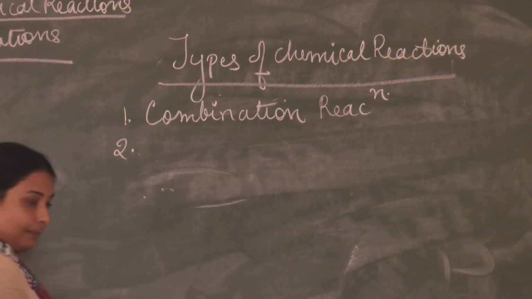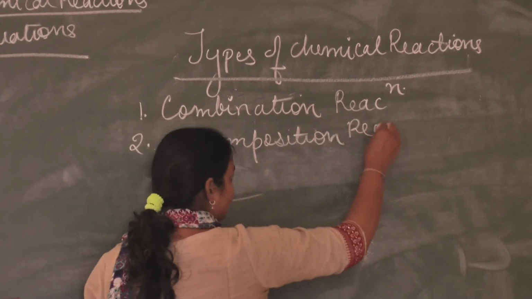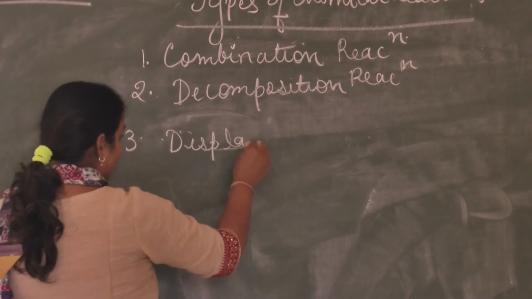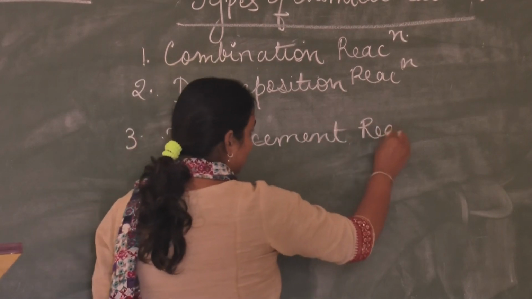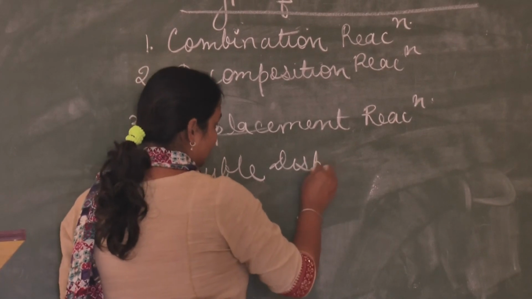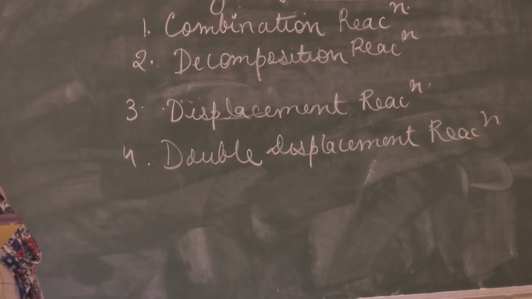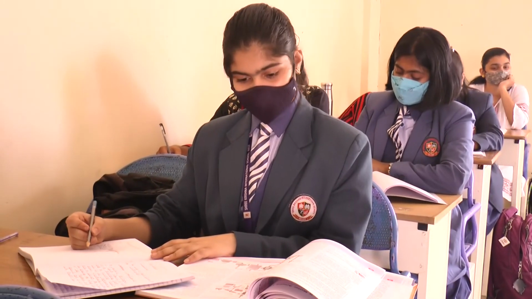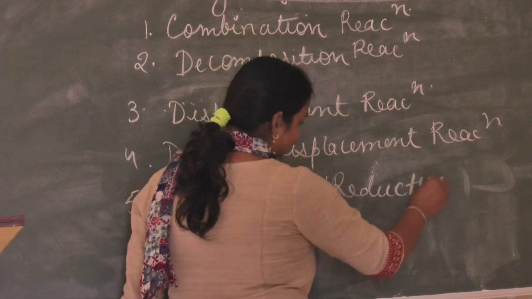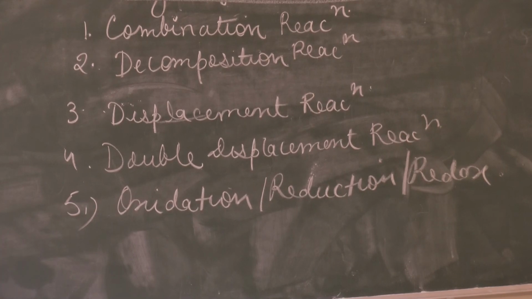Next comes decomposition reaction. Clear? Third one is displacement reaction, double displacement reactions. Then comes oxidation, reduction and redox. Is that clear? Got it?